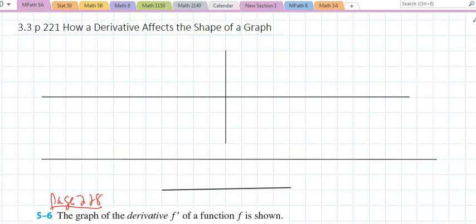Okay, section 3.3, on page 221, talks about how a derivative affects the shape of a graph. So we want to get this first diagram out of the way, and then we're going to elaborate on that and repeat it for the second derivative. So suppose I have a function, something that looks like this.